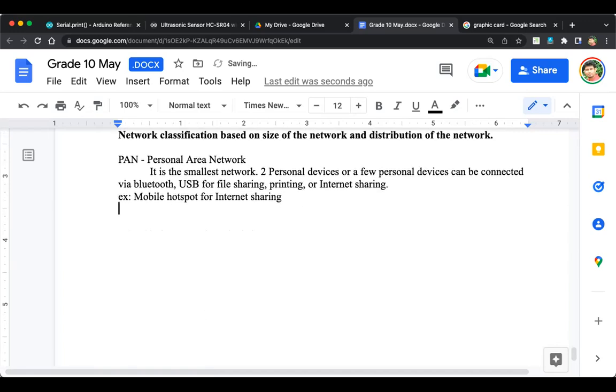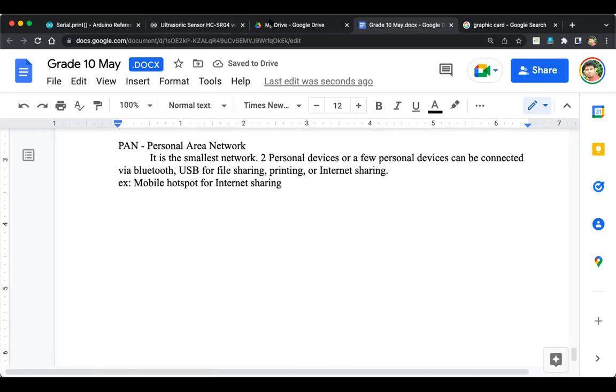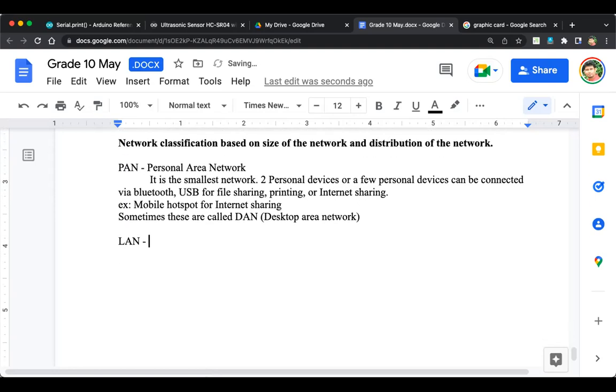So you can write down this. That is the smallest network that we have created. Sometimes these are called DAN, not DAN Priyasad, but desktop area network. Okay, the next smallest is LAN. That is there in your book. So this is what is mentioned in your book. It is LAN, local area network. But before that, please write about PAN or personal area network.